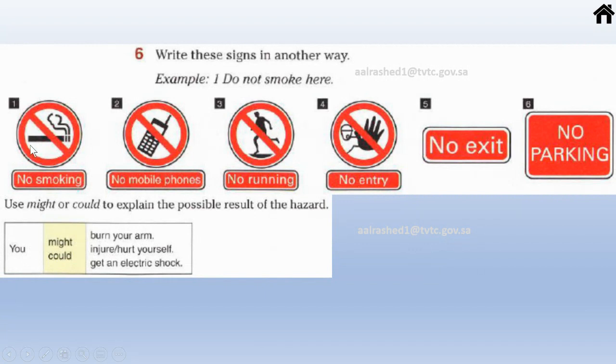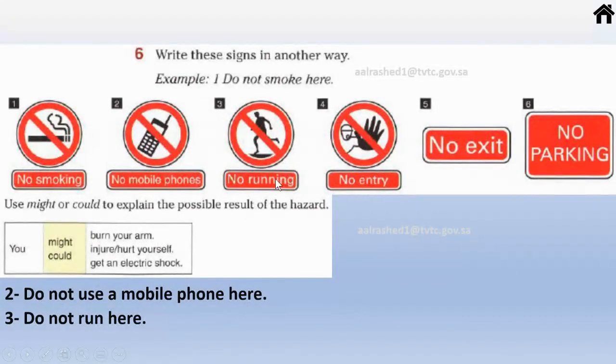Okay, look at number 1. Do not. So this sign tells you to not smoke. Okay. So it's already written here. For number 2, this sign tells you to not use a mobile phone here. Okay. So basically, for each sentence, you could use at the beginning do not. Do not.